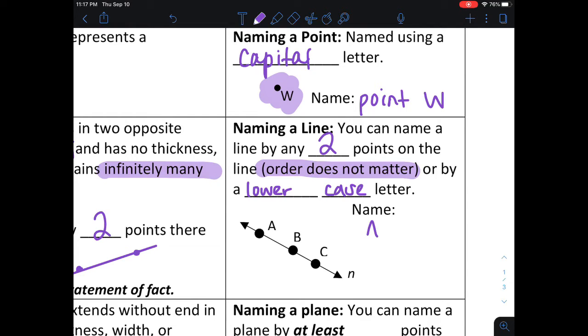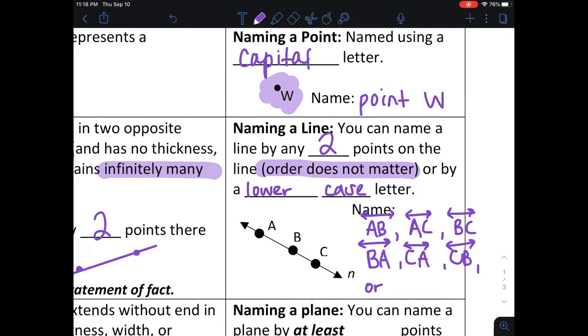We could call it line AB, and you simply put a line with arrows on either side. Or you can call it line AC, or you can call it line BC. You could also flip the letters, so you could call it line BA, line CA, or line CB. Any of those would be appropriate, or you could call it line N. Again, any of those are appropriate.